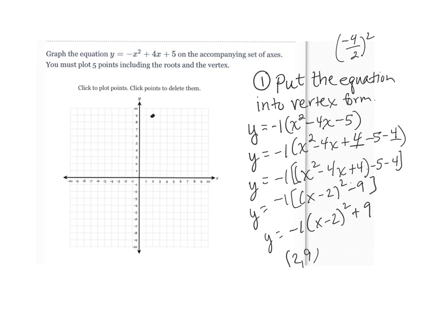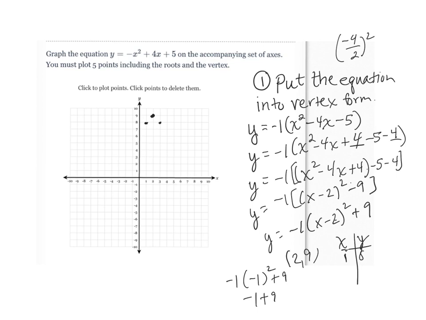So let's just plug in 1 for x. When we plug in for x, we have to figure out what y is. So let's say that x is 1. We're going to do negative 1 times negative 1 squared, because 1 minus 2 is negative 1, plus 9. So negative 1 plus 9 is 8. I know by my properties of parabolas that my other side is going to be the same.